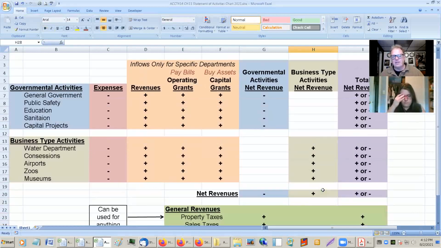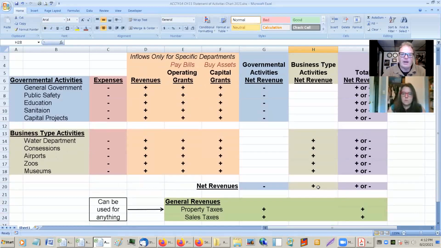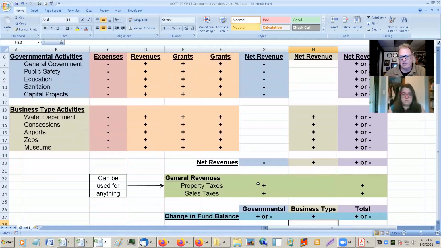Okay, so this is kind of just the general format of the thing, and it's wacky for a number of reasons. First, it starts out with expenses. Second of all, it goes across the screen. We're used to revenues minus expenses going down, but this goes across, and then it only goes down for the general revenues. Why they make it this way, I'm not sure.